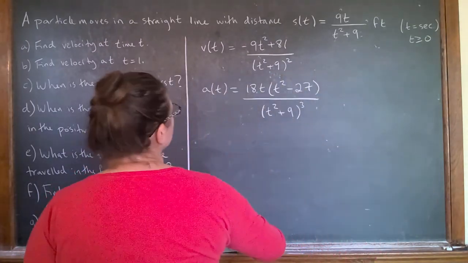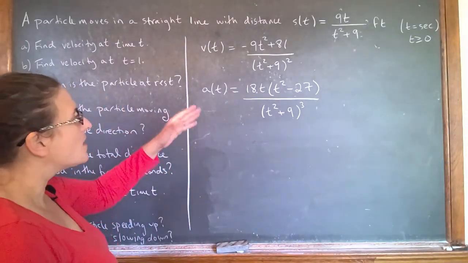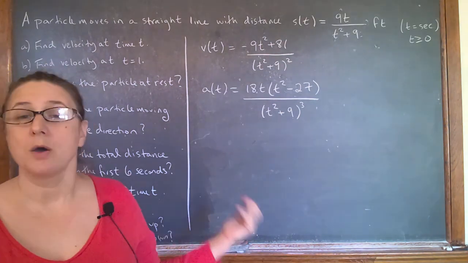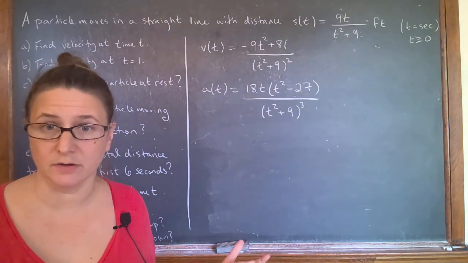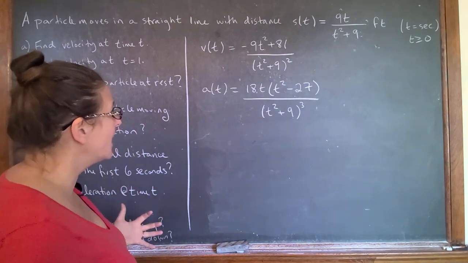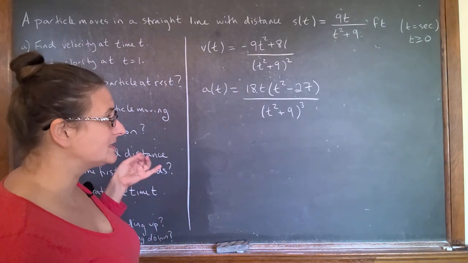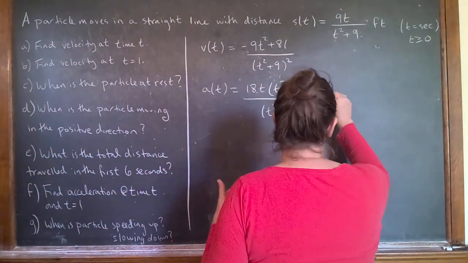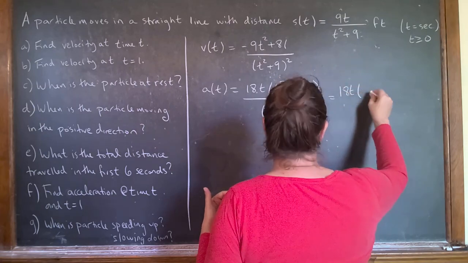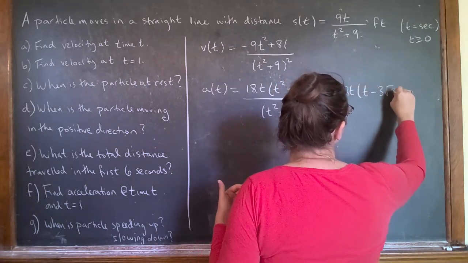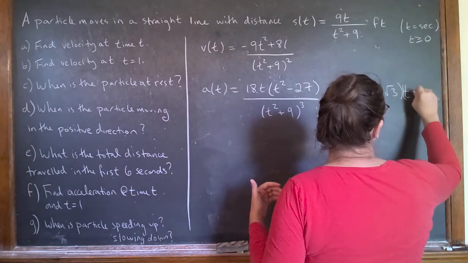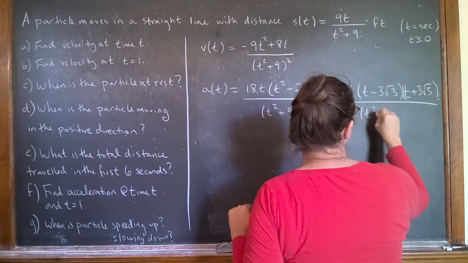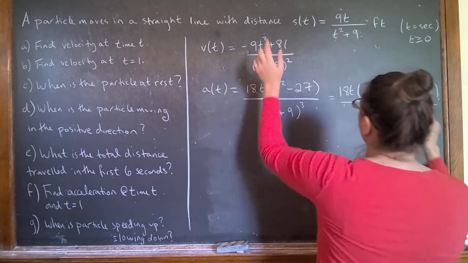All right, so here we have this thing. So the last part of the question is asking me, when is the particle speeding up and slowing down? Which means, just like before, I need to do a sign chart for this. So easy enough, right? I just have to find out where it's 0, because those are going to be the points on my sign chart. So luckily, this is easy to figure out where it's 0, right? Because this is t minus 3 root 3 and t plus 3 root 3. If I factor that top, and the bottom is never 0, just like before.